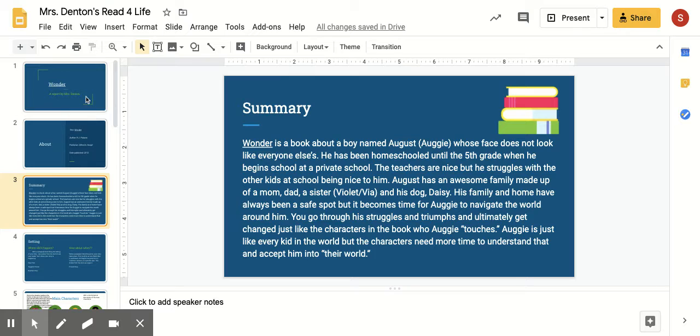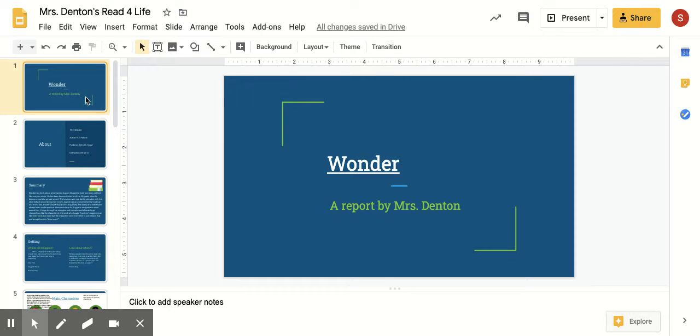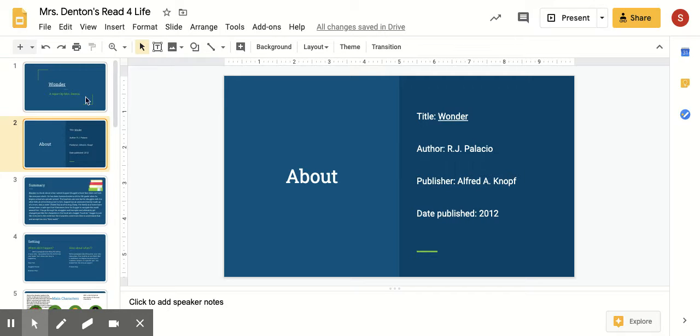Go back to the first slide. On this first slide, I have put my book title and my name, because it's a project, so we want to claim the project we're working on. On slide 2, I haven't quite finished everything. I need to finish this about page, but I have my book title, my author, my publisher, and the date it's published.